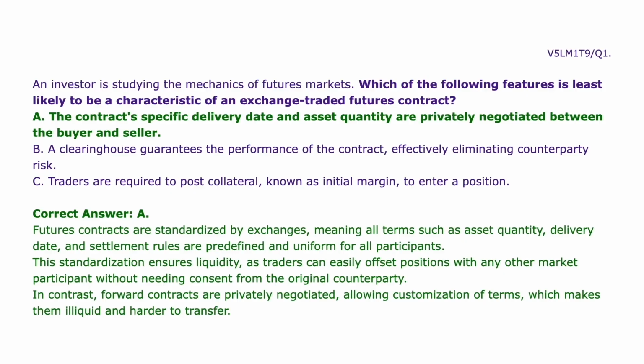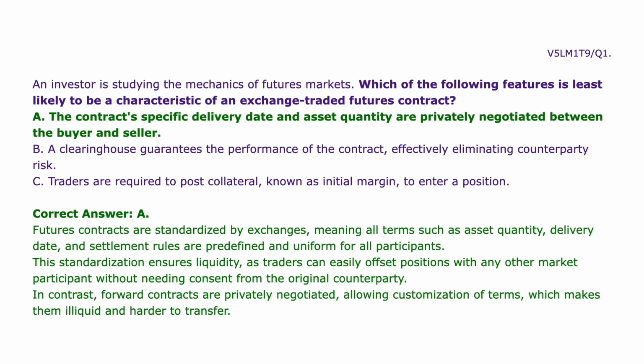Exchange-traded futures contracts are standardized. The exchange sets fixed rules for what asset or commodity, exact quantity, specific delivery dates, and other terms. Everyone uses the same contract terms. No private negotiation is allowed. This makes the contract easy to trade and liquid.